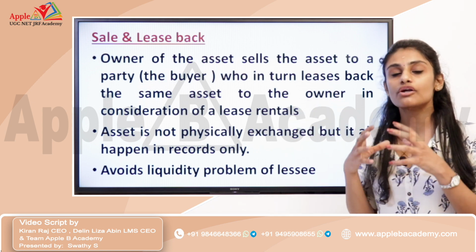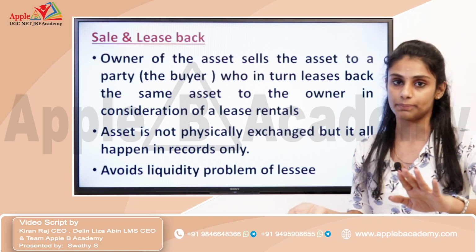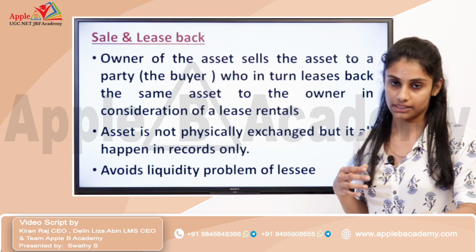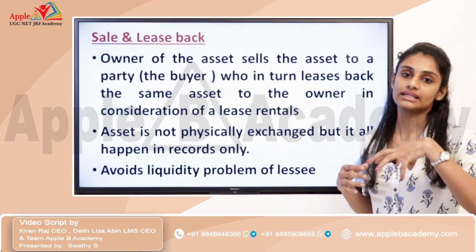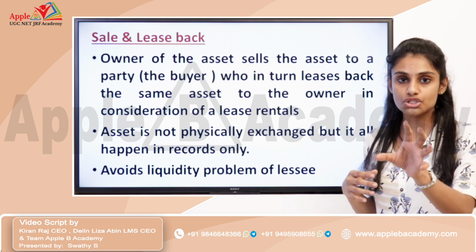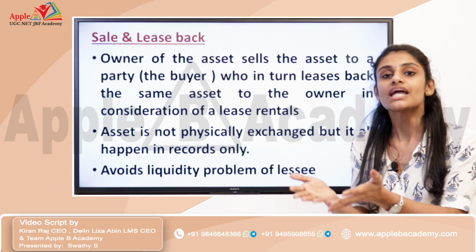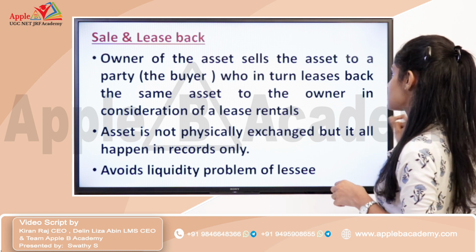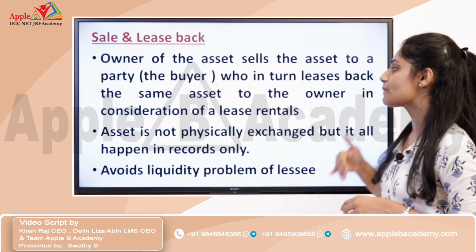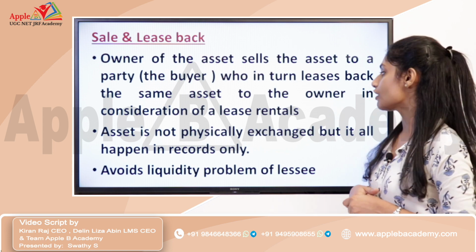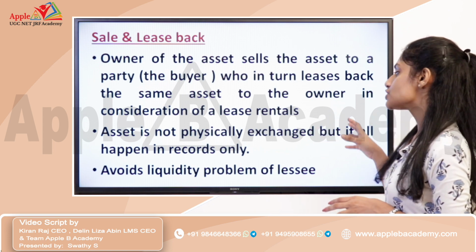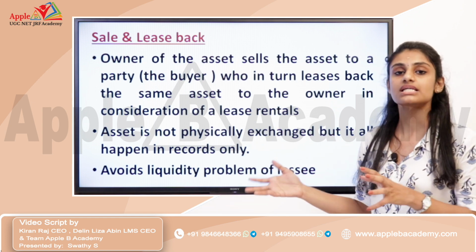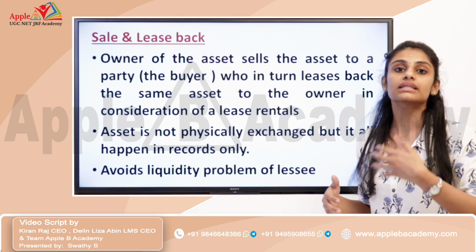So here the owner of the asset will sell his asset to another party and then he will take it on lease. The owner sells his asset to another party and from that party he will take the asset back on lease. That is the situation. The owner of the asset sells the asset to a party who in turn leases back the same asset to the owner in consideration of a lease rental. So the asset is not physically exchanged, but it all happens in records only, because there is no need to make a physical change as the owner becomes the lessee now.